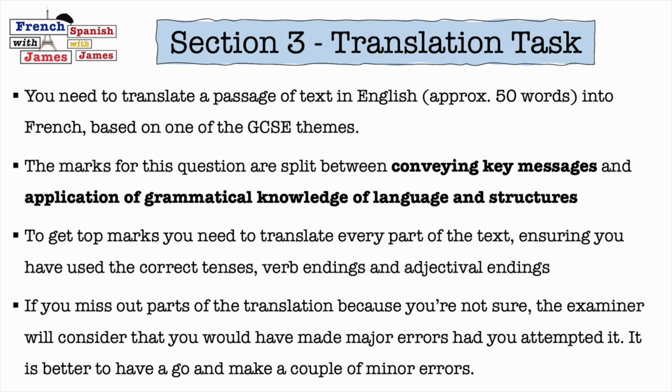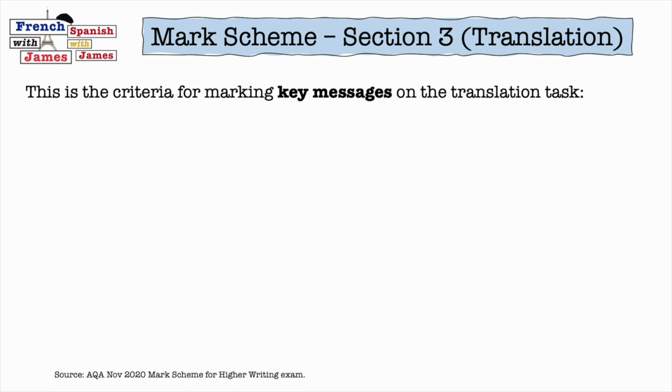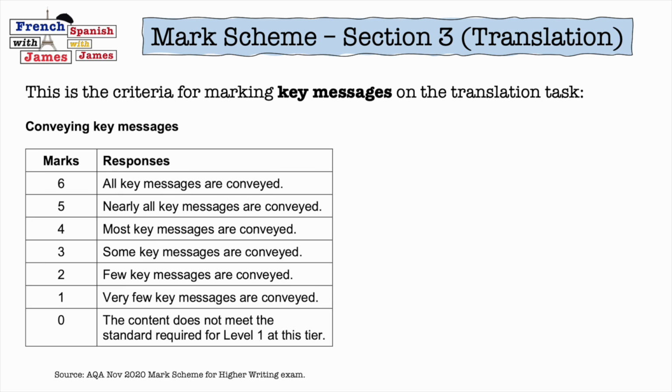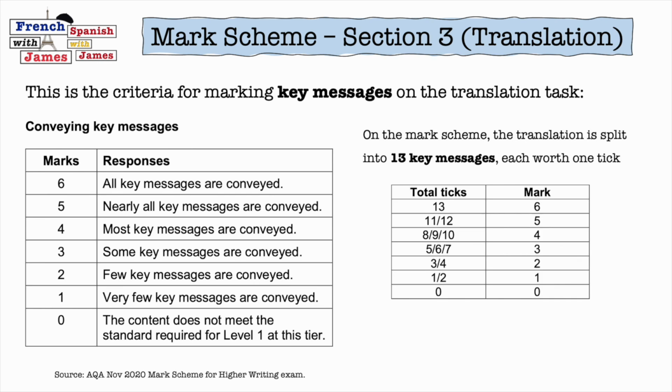If it's 7 words, a long phrase you don't get, but you know 3 of the words, write what you know and guess the rest, because it might be that you get a tick for those 3 words and not for the other 4, but at least you had a go and you picked up an extra mark as a result. So looking at the key messages criteria, you need to convey all key messages to get 6 out of 6. On the mark scheme, the translation, the 50 words, will be split into 13 key messages, and each one of those is worth a tick.